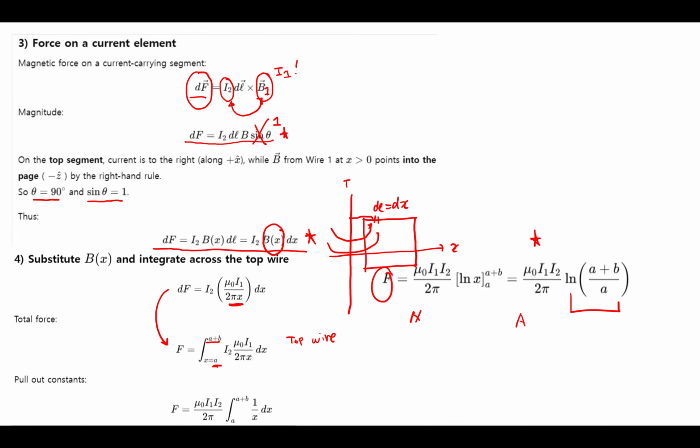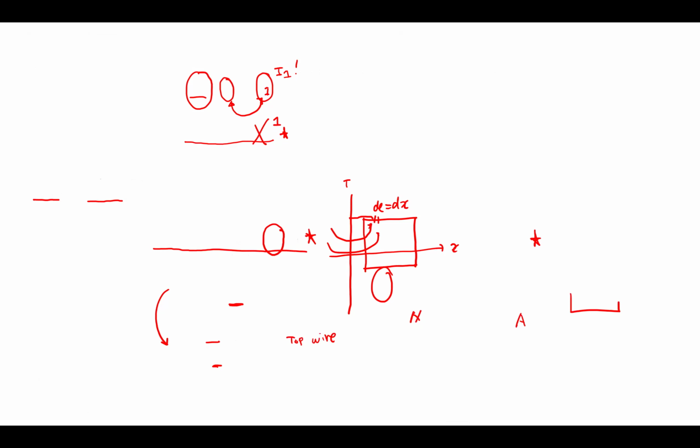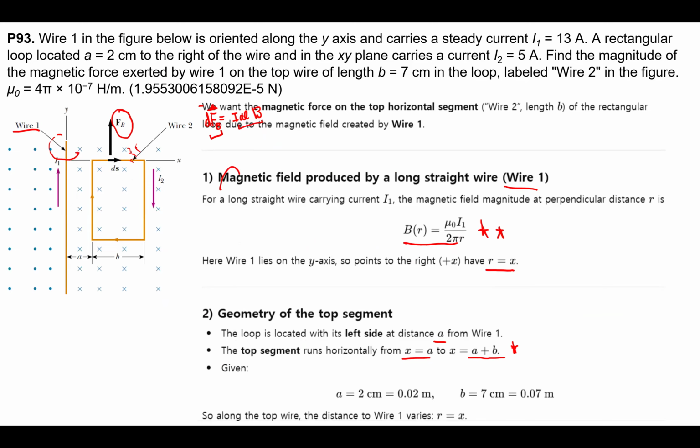So in this case, it's an interesting problem. It deals with the interaction between the magnetic field and the current-carrying wire. First, we need to figure out the magnetic field from the wire. Here is the B, and it is a function of x. And on this x, ds is the same as dx.